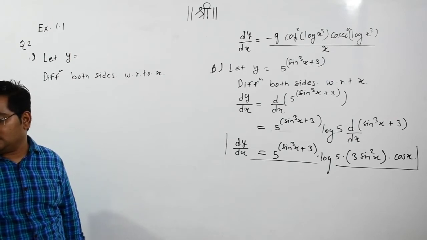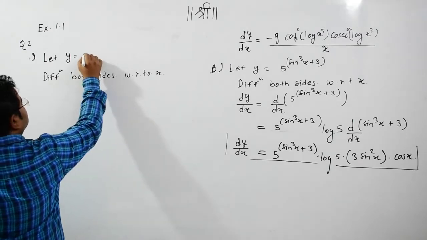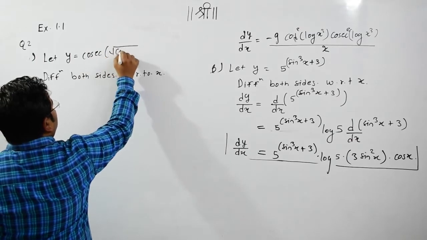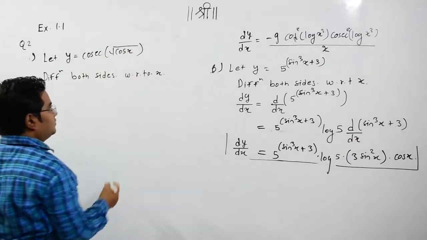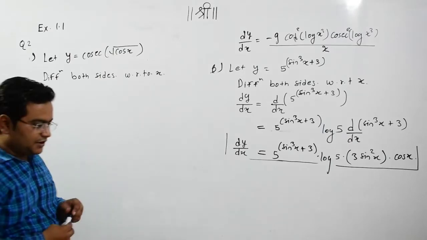Cosec under root of cos x. You can see how exactly this is easy and how much it is easy. So cosec under root of cos x. Very interesting. Differentiation is always easy as compared to integration.